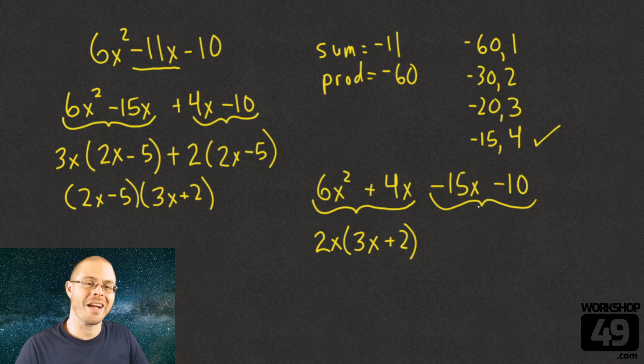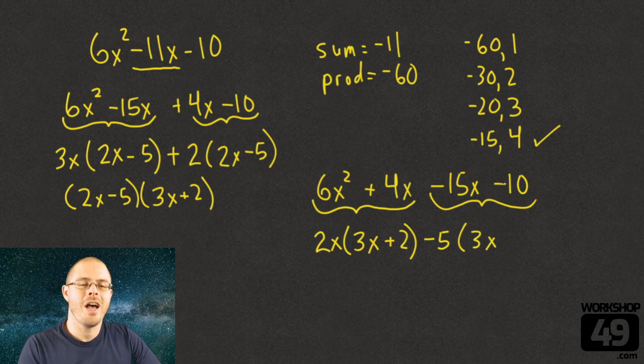The minus 15x minus 10, what do they share in common? They share a negative 5. Negative 15x divided by negative 5 is going to leave us with 3x. A negative 10 divided by negative 5 is going to leave us with a plus 2.